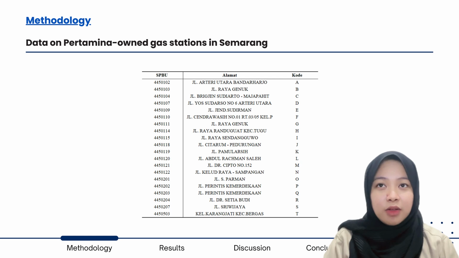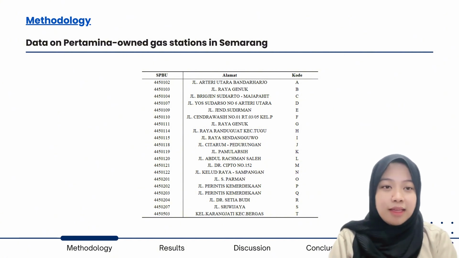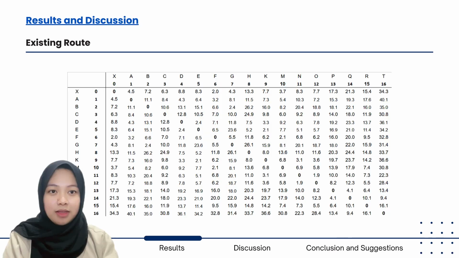Next, we have data collection. Here is data on Pertamina-owned gas stations in Semarang. You can see that on the table. As we can see on the table, each gas station has its own code number. Next is results and discussion. Here we have an existing route table.